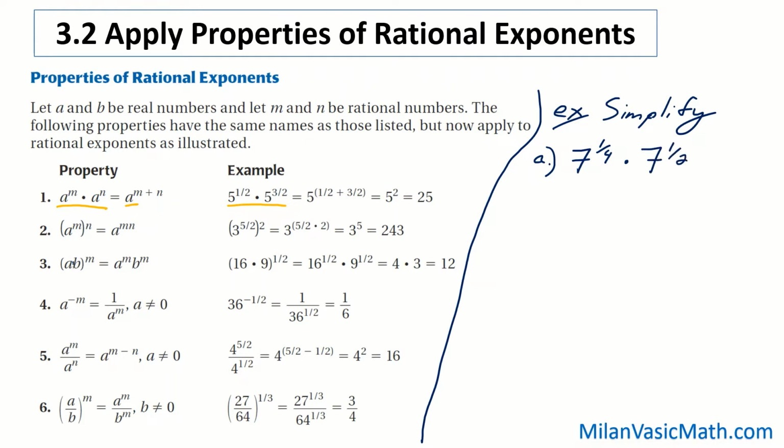All right, well, this is similar to the first rule, and all I have to do is keep the base, which in this case is 7, and I'm going to add the exponents, and we know that 1/4 plus 1/2 equals 3/4. So that's 7 to the 3/4. So that's a correct answer, 7 to the 3/4 power.